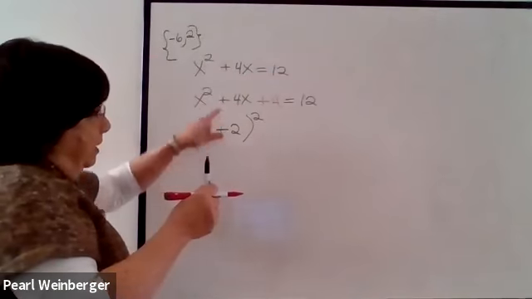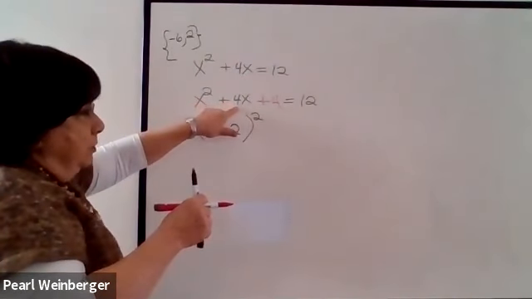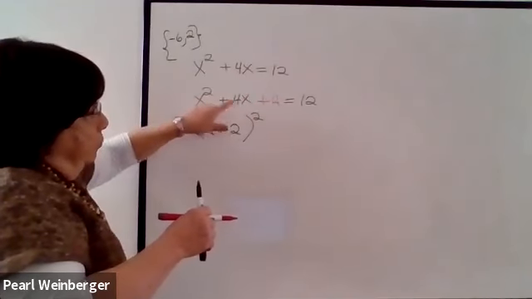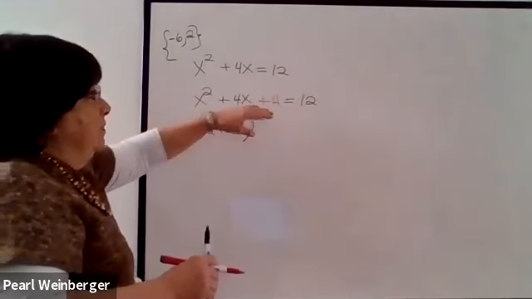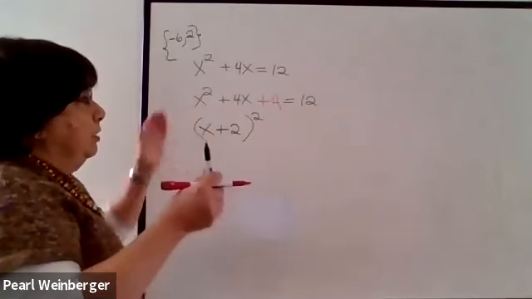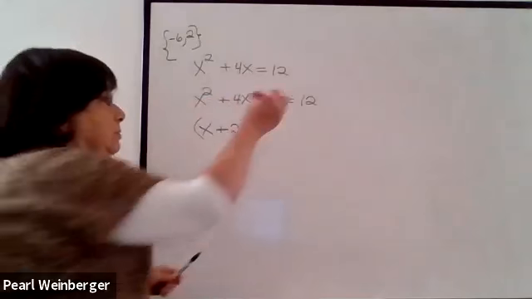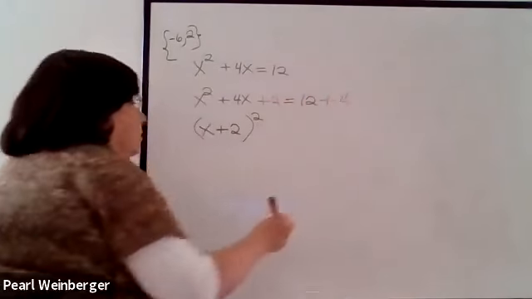If you don't believe me, just do x plus 2 times x plus 2. Again, how did I get it? I took half of the coefficient of the x and multiplied it by itself to get this number. Half of 4 is 2, 2 times 2 is 4. Now, obviously, I added 4 to this side, but I have an equation. Whatever I do to one side, I've got to do the exact same thing to the other side. So I'm going to add 4 to this side as well.